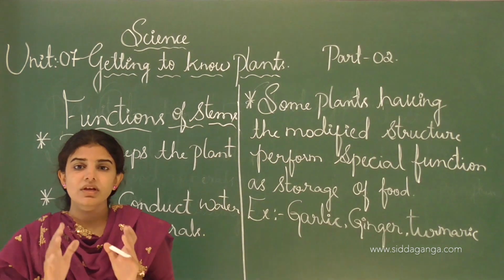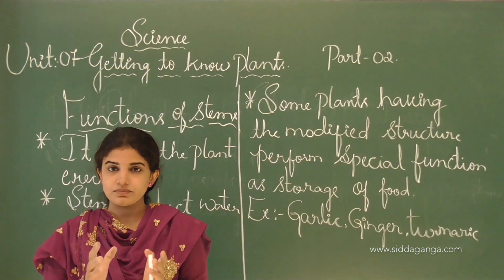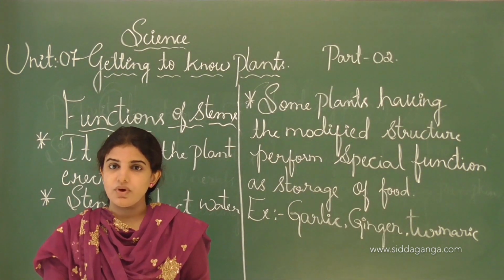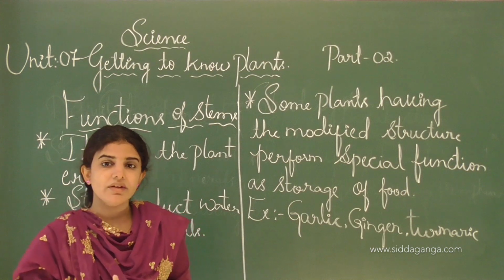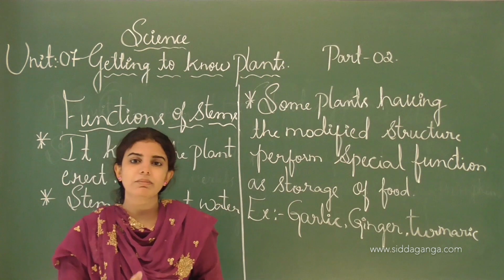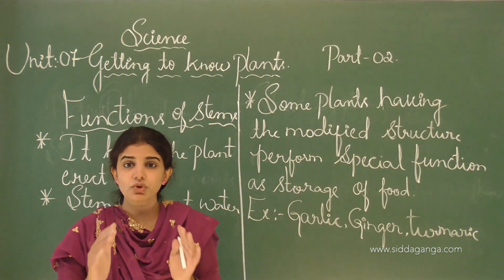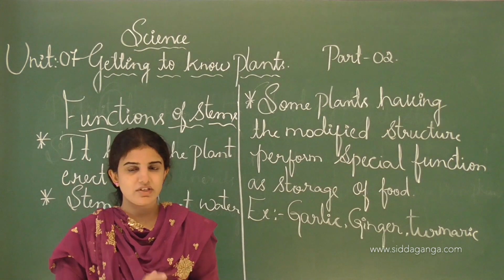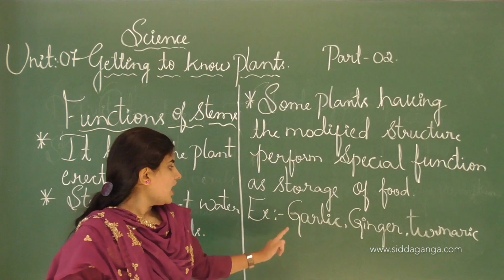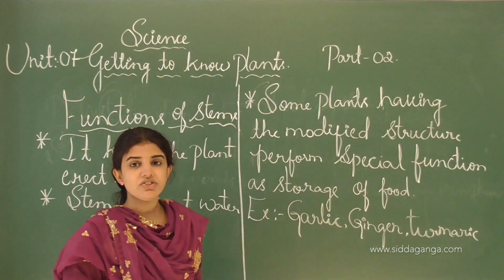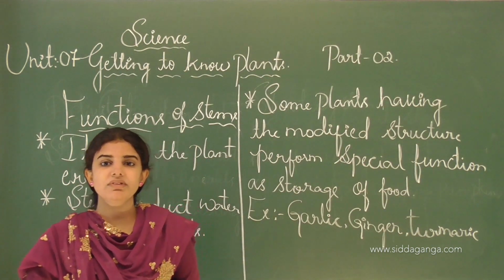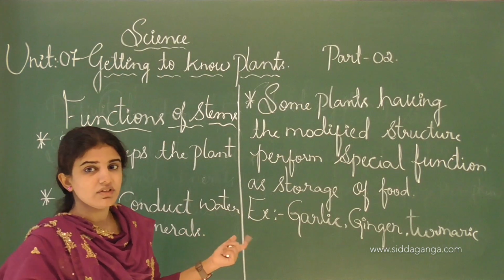And the third one is that some plants have parts modified into different storage organs or storage structures, which perform a special function for the modification. Modification is nothing but change. The stem will be changed into a modified organ or modified structure, and it will store the food items in them. Examples for the modification of stem are garlic, turmeric, and ginger. These are a few examples of a modified structure of the stem.